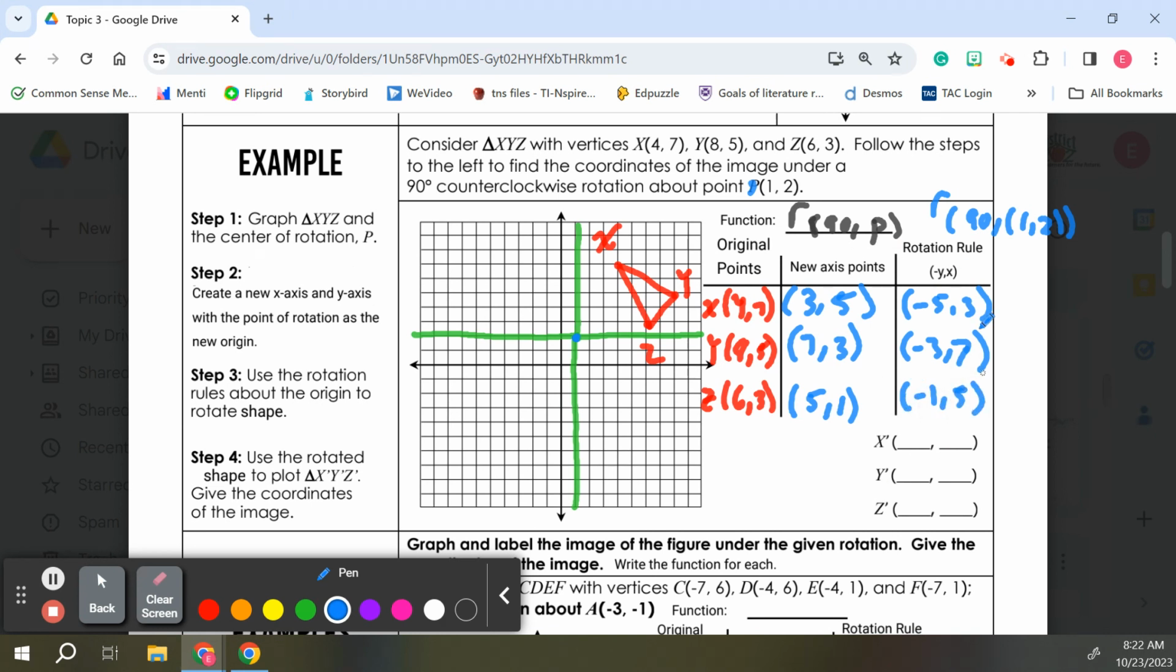And I'm going to plot these points onto this grid. So 1, 2, 3, 4, 5. 1, 2, 3. 1, 2, 3. And negative 1.